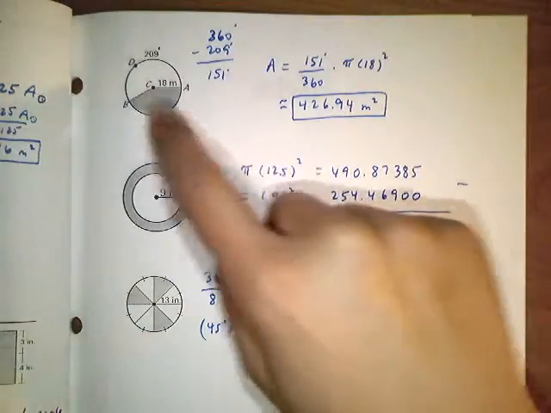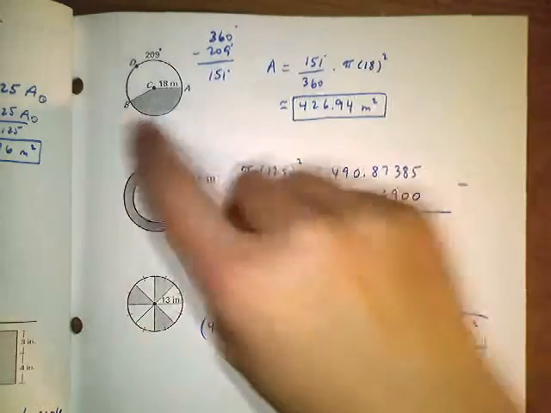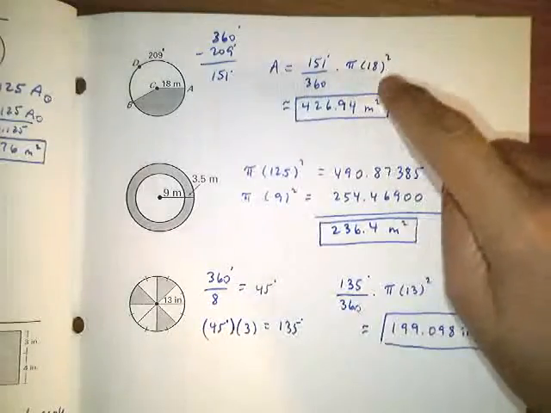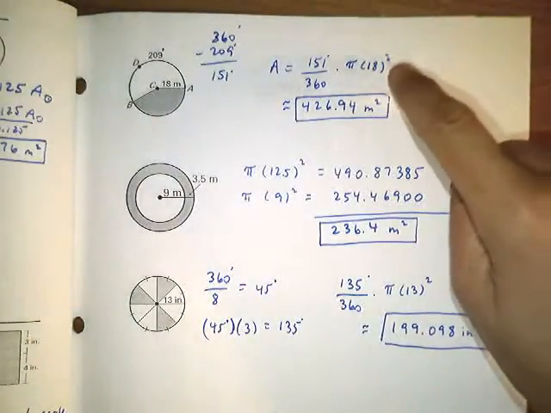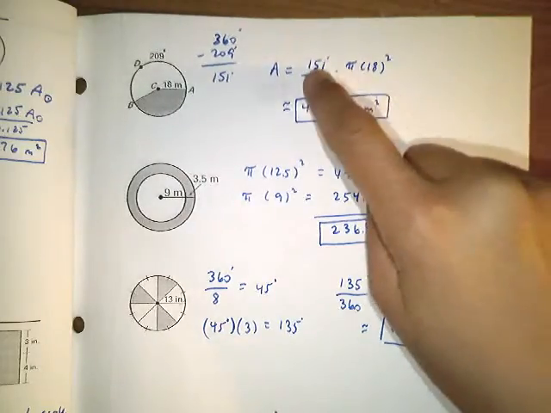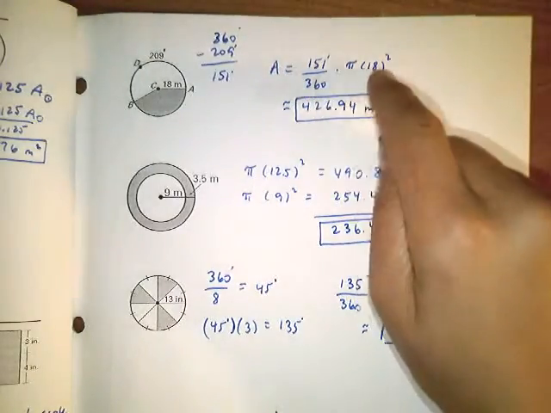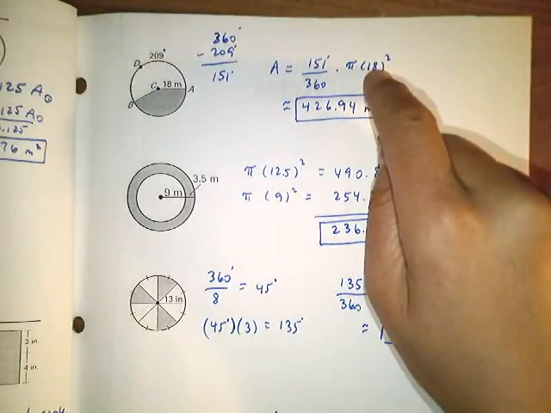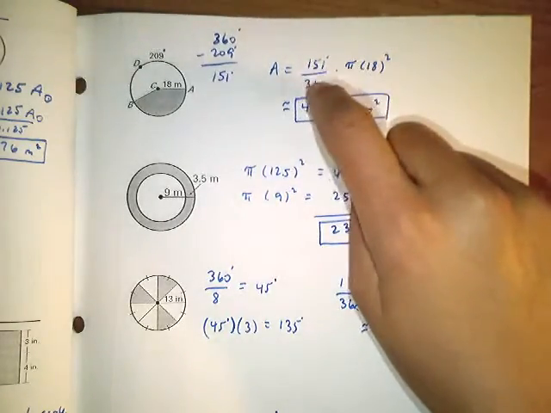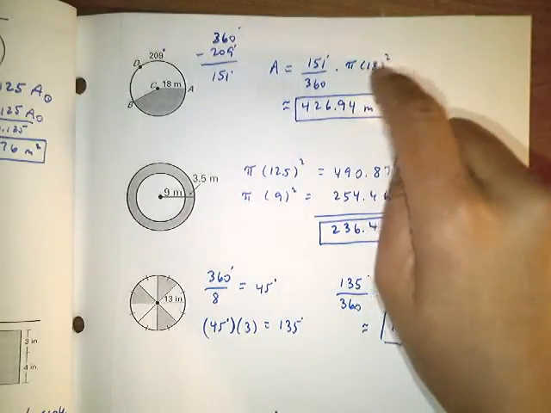And so the area of the shaded portion would be the 151 out of 360, that's this section here, times the area of the entire circle, which is pi r squared, radius being 18. Don't forget to square the 18 first, then multiply by pi, and then multiply by 151, and then divide by 360 would be one way to do that. Or you divide this out and get a decimal. That decimal times pi times whatever that value was squared.